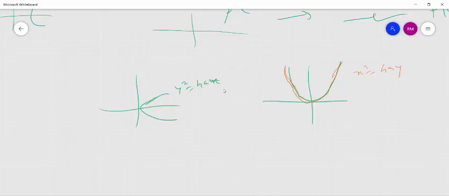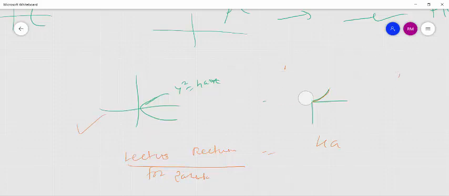Now we talk about the latus rectum. Latus is a Latin word, latus rectum, that is regarding the side. So for the parabola, if this is the equation, the latus rectum for this will be 4a.